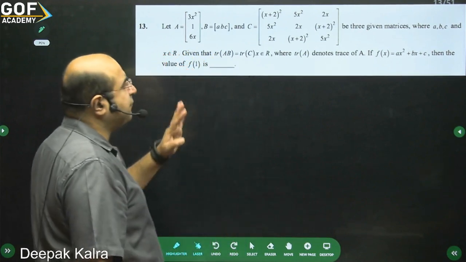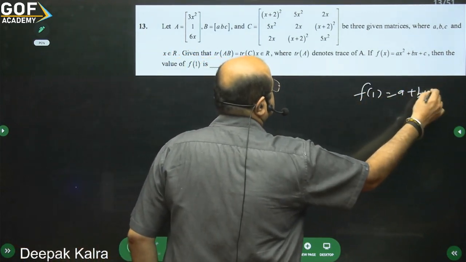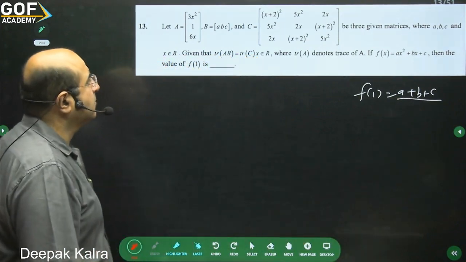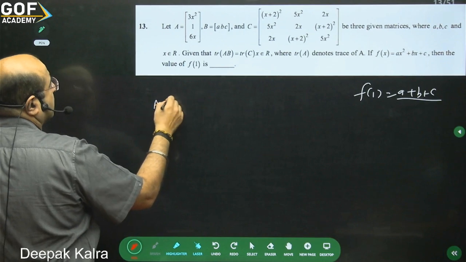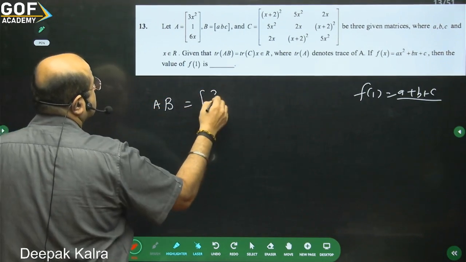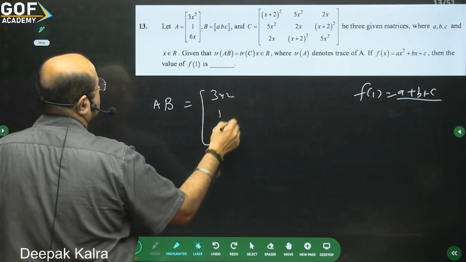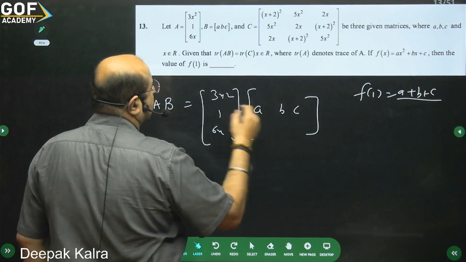Find the value of f(1). Means I want to know the value of A plus B plus C, right? So nothing, you just have to multiply them, AB. Have you done this question? I think it is a mechanical question. I think you can easily handle it.